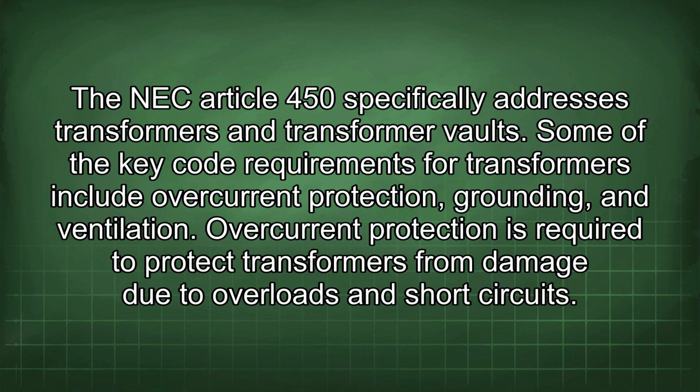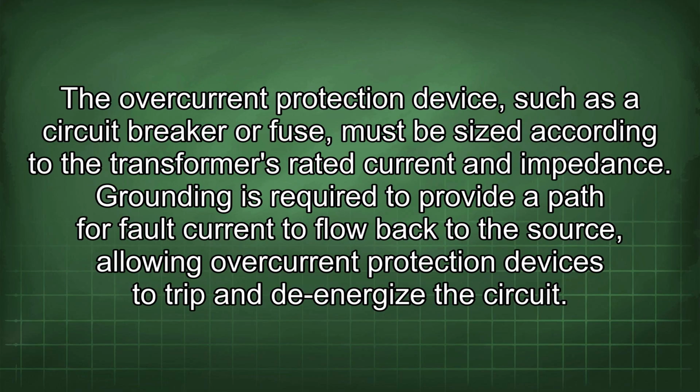Overcurrent protection is required to protect transformers from damage due to overloads and short circuits. The overcurrent protection device, such as a circuit breaker or fuse, must be sized according to the transformer's rated current and impedance. Grounding is required to provide a path for fault current to flow back to the source, allowing overcurrent protection devices to trip and de-energize the circuit.